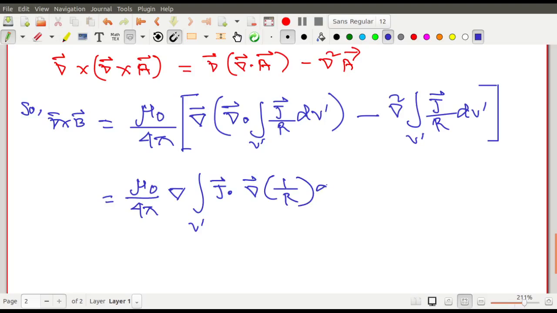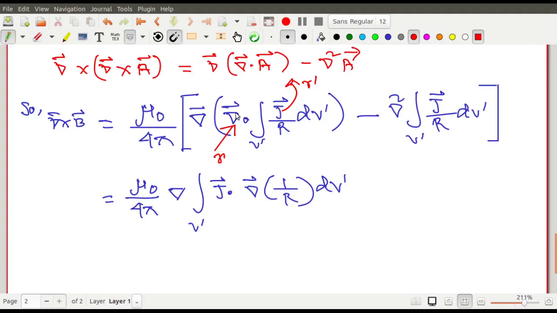Now you may ask, sir, why did you do so? The answer is very simple. This one and the integration are independent of each other. You just look at this. This is a function of what? This is a function of x, y, z. And basically it is a function of r. And this j is a function of what? Dashed coordinates, that is r dashed.